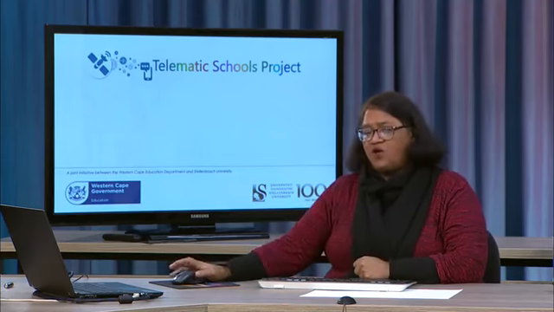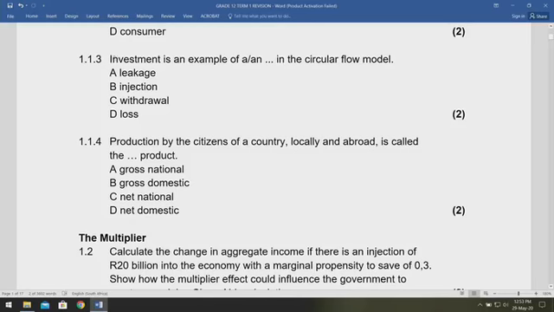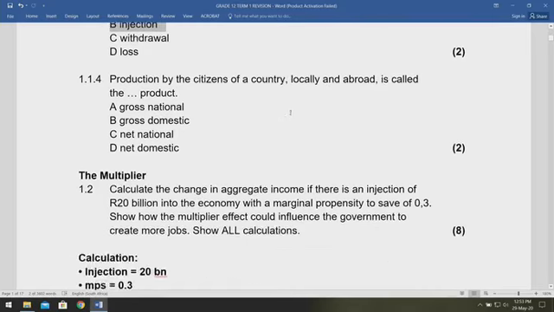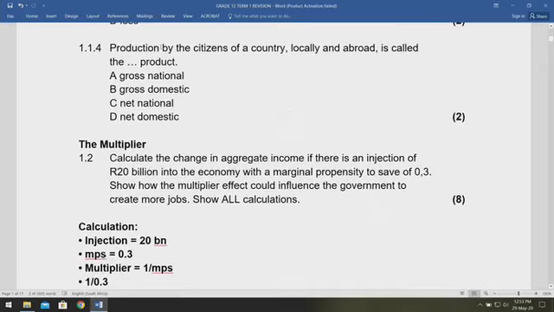So therefore, if we go back to the question, 1.1.3, investment is an example of an injection in the circular flow, which would be option B. Right, 1.1.4. Production by the citizens of a country, locally and abroad, is called the what product?